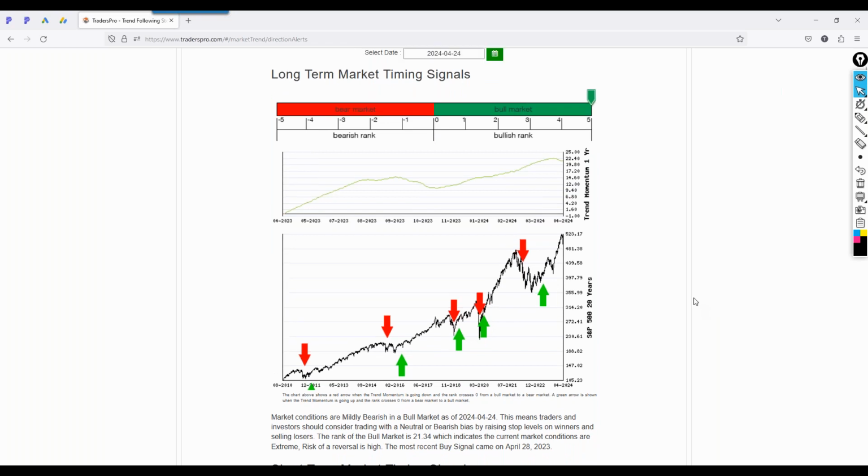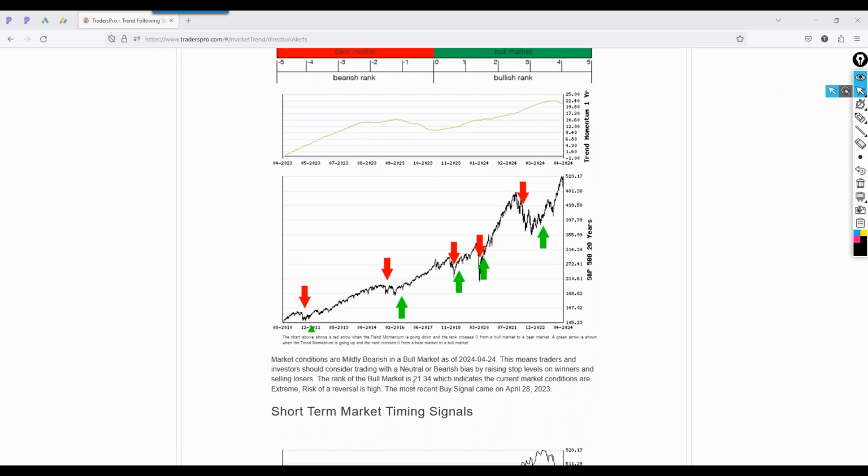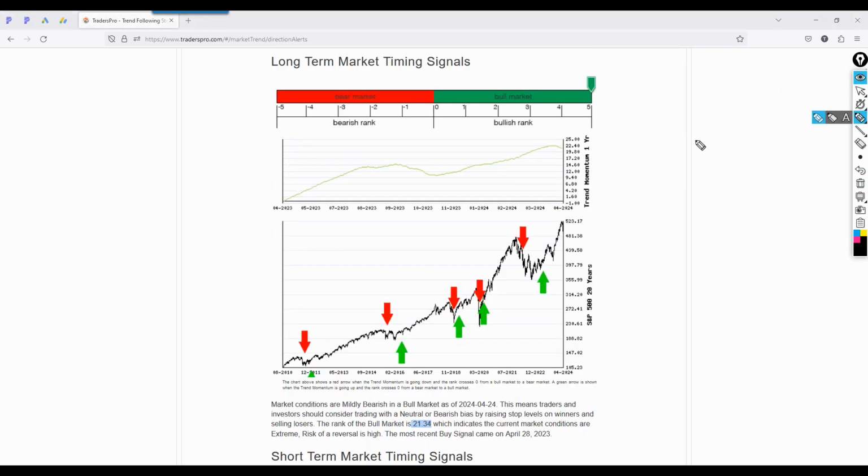So that big picture, when we're looking at this, and we've been talking about it for quite a while now, the rank of the bull market is at 21.34. That represents this line that's up here. And as I've mentioned for a few months now, this is as high as it's ever been. It's been this high, I think, 3 times in the last 20 years. So it's a significant rally. You can see it on the price chart. You can see the S&P 500 has had this big run up.